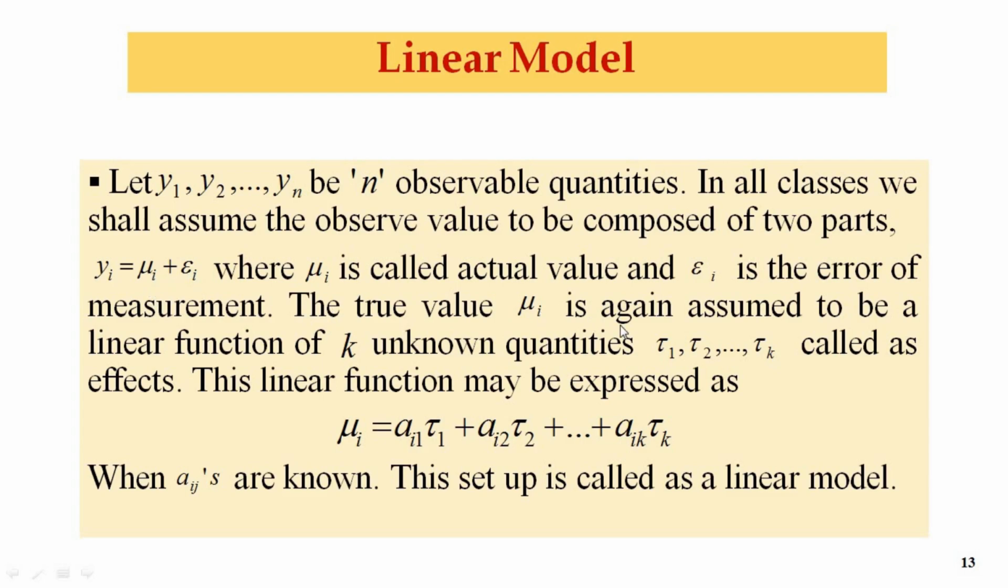And the true value mu i is again assumed to be a linear function of k unknown quantities, which are tau 1, tau 2 up to tau k, called the effects. This linear function may be expressed as mu i equal to ai1 tau 1 plus ai2 tau 2 plus ... plus aik tau k. So these are k unknown quantities when the ai's are known, and this setup is called a linear model.